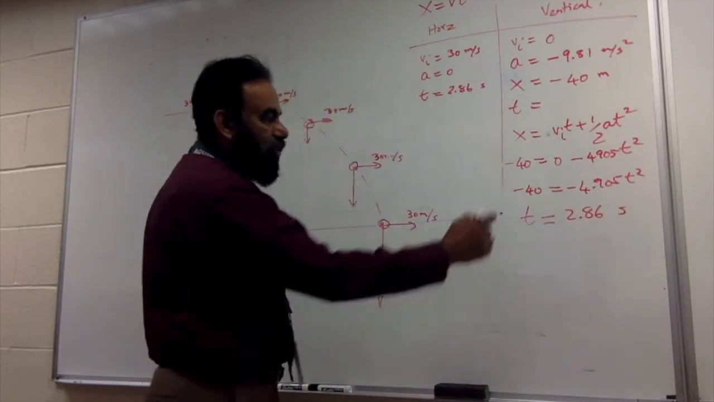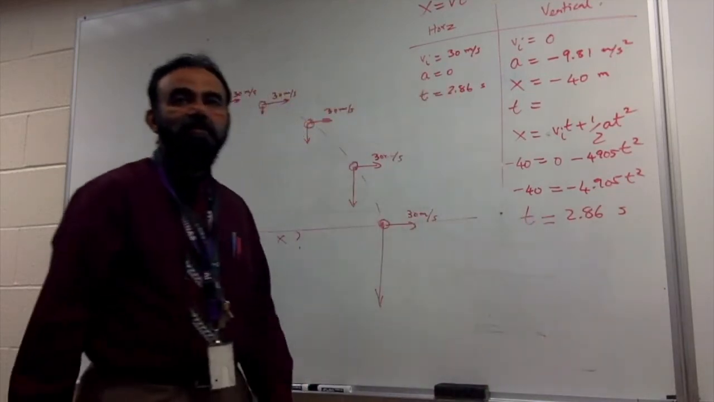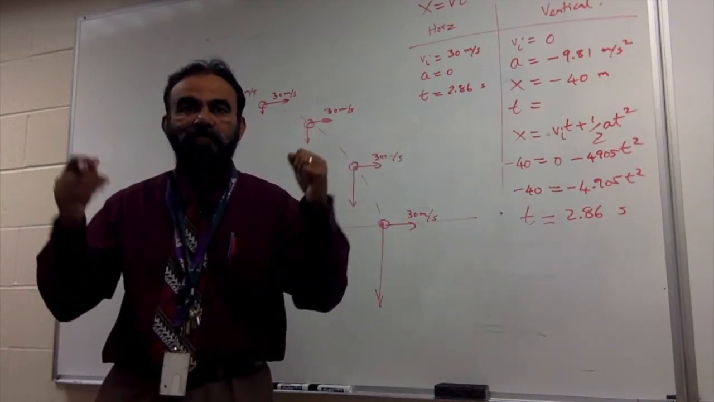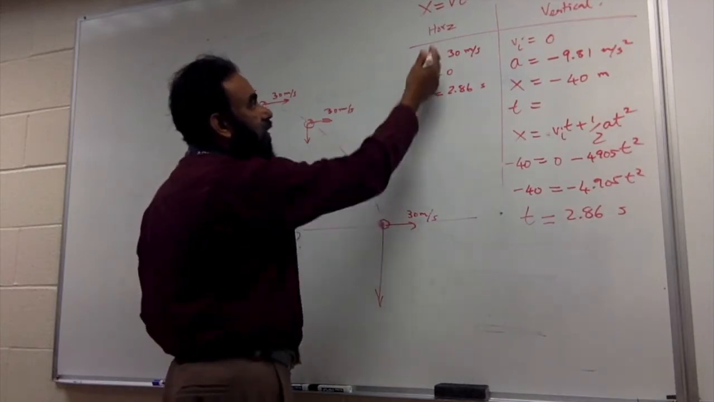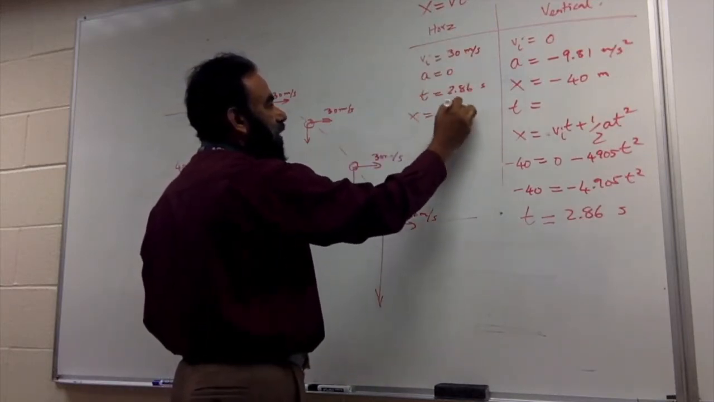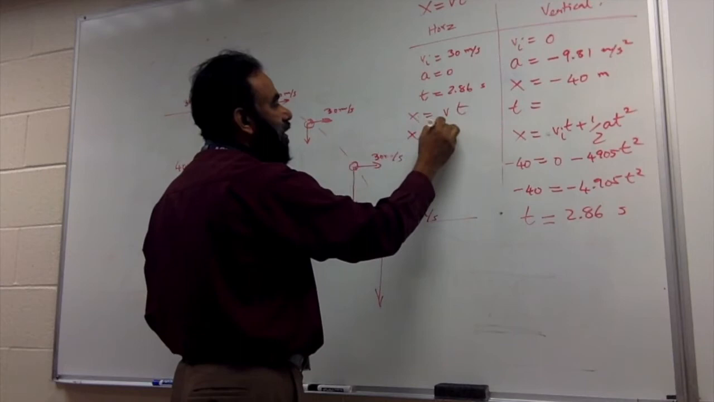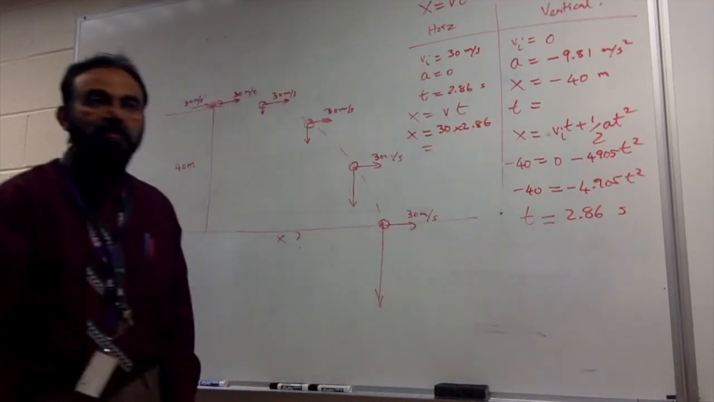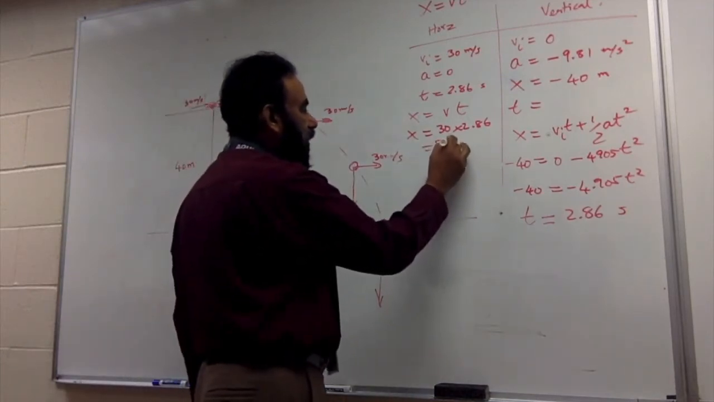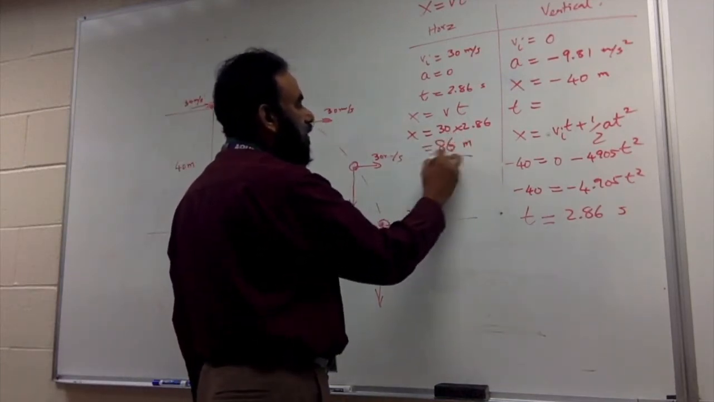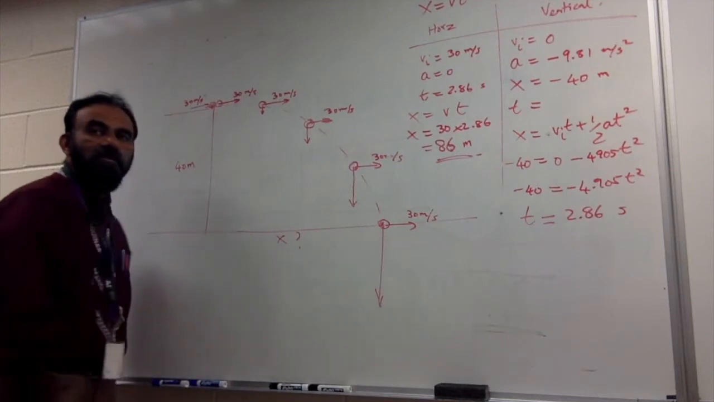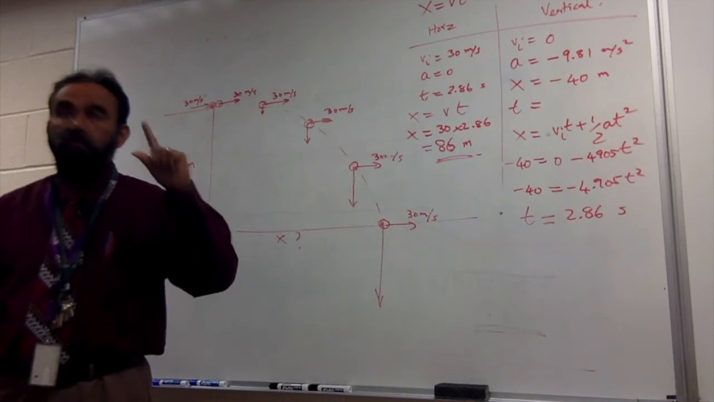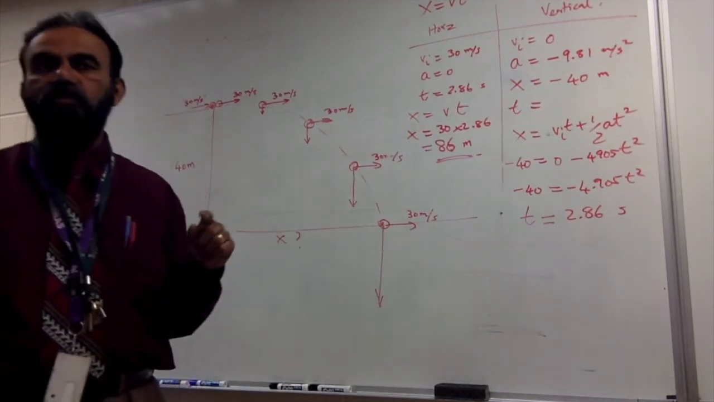Yes. Once you get this answer, transfer it to this side. Transfer it straight away because you know that's supposed to be the same, whatever is happening horizontally and vertically at the same time. The only equation connecting here is x is equal to vt. Substitute. V is 30, time is 2.86, and what is your answer? 85.8, or 86 meters. That means the ball is going to land 86 meters away. This is excluding air resistance and all those factors.